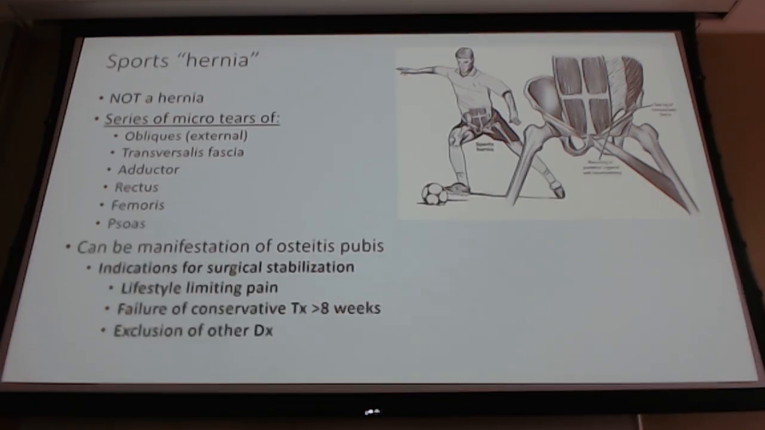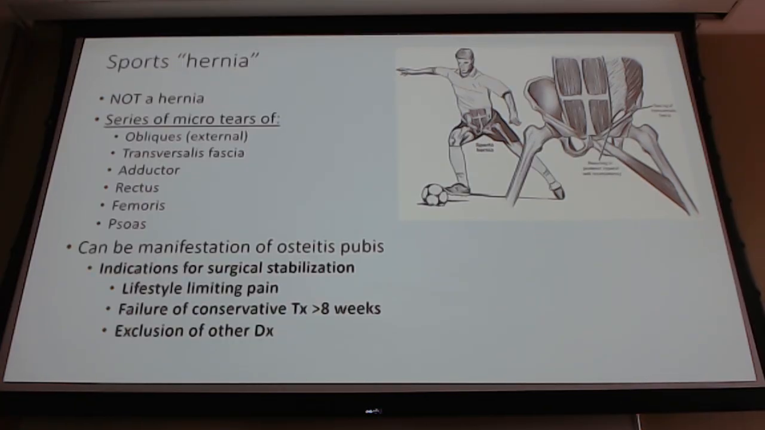So. Sports hernia is not a hernia. Not a hernia. Okay? It's called a hernia. Don't know why. Not a hernia. But basically, it is a series of micro tears within these muscles. Okay? A lot of times it'll manifest as like, I think I have an inguinal hernia or something, but we can't ever really prove it on CT, ultrasound, on exam.